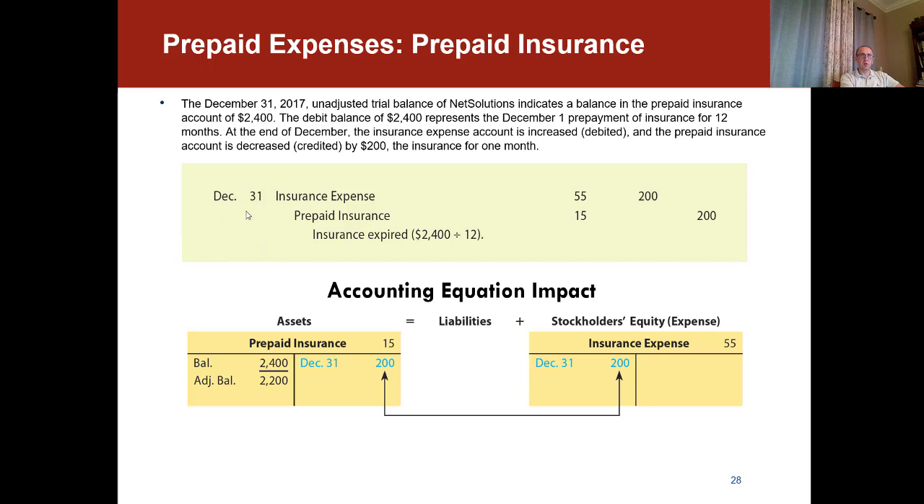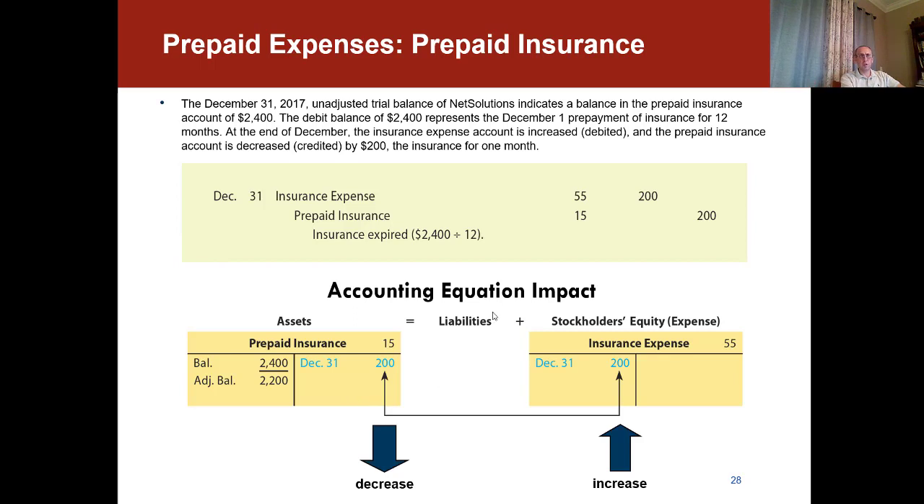So on December 31st, we debit insurance expense and we credit prepaid insurance. Very similar to supplies expense and supplies. We debit the insurance expense and we credit prepaid insurance for $200, which is 1/12 of the $2,400 premium that we paid for the full year. So we expect here insurance expense to go up and then prepaid insurance, which is an asset, to go down.